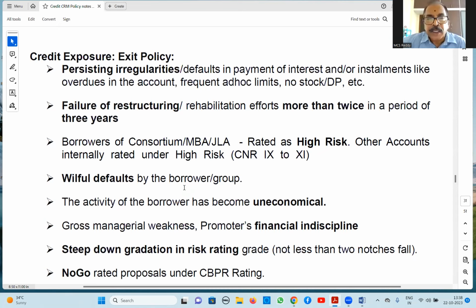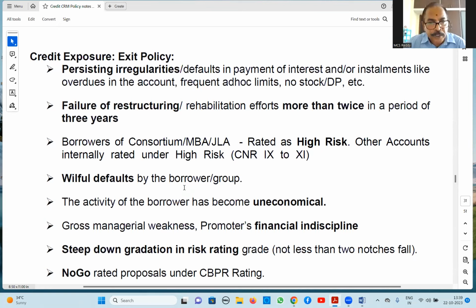Bejna, bahar bejna. Kisko bejte? Who are not having good dealings. What are not having good dealings? Persisting irregularities or defaults in payment of interest and/or installments. Failure of restructuring or rehabilitation efforts more than twice in a period of 3 years. And the borrower is rated as high risk, consortium of MBA high risk accounts, and internally rated CNR 9 to CNR 11.